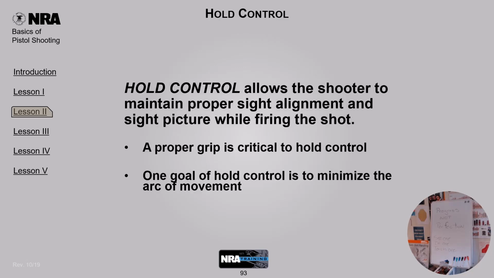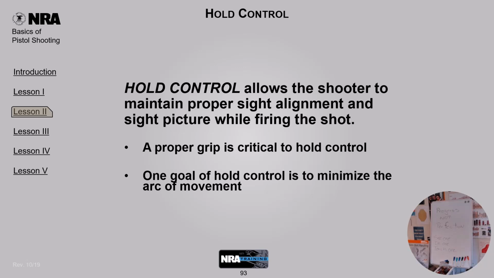Hold control allows the shooter to maintain proper sight alignment and sight picture while firing the shot. A proper grip is critical to hold control. One goal of hold control is to minimize the arc of movement. So, what is hold control? Oh my goodness, it's a little bit of everything. So, hold control is having that proper grip.